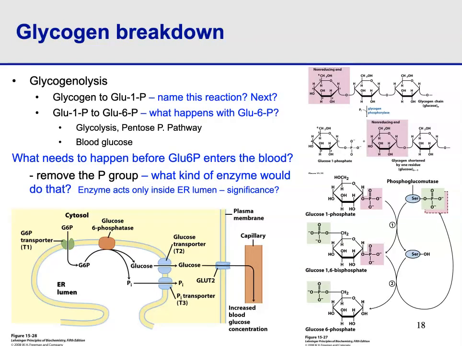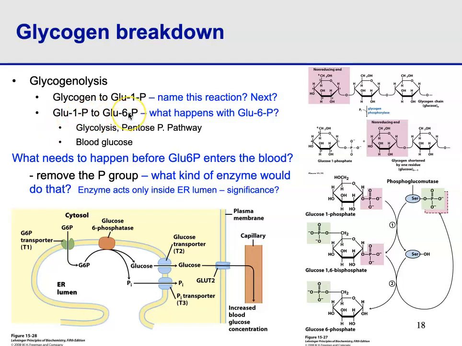So, glycogen breakdown. How does it happen? Well, you already know the first reaction. From each non-reducing end, the last glucose molecule is removed in the form of glucose 1-phosphate. What was the name of that reaction? Glycogen phosphorylase. So what's next? We have glucose 1-phosphate. It needs to be converted to glucose 6-phosphate with the help of phosphoglucomutase, because this is an isomerization reaction.